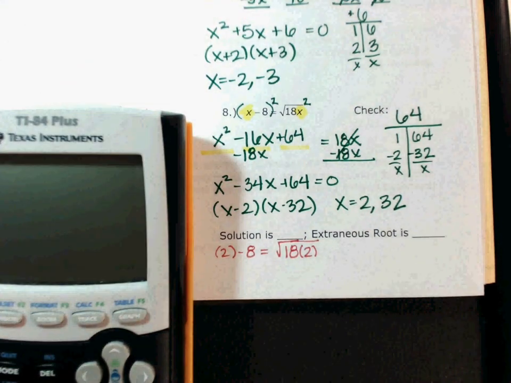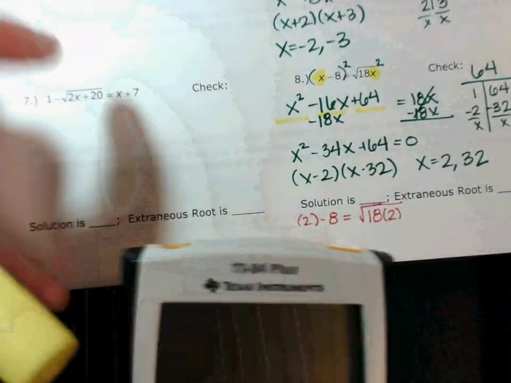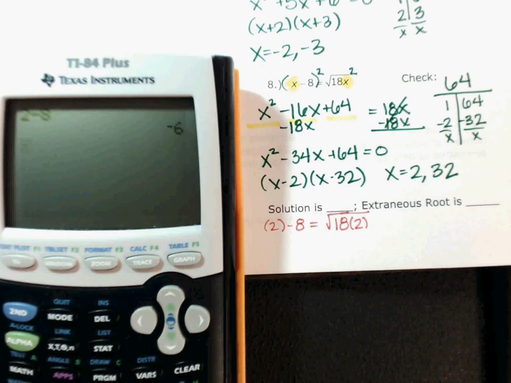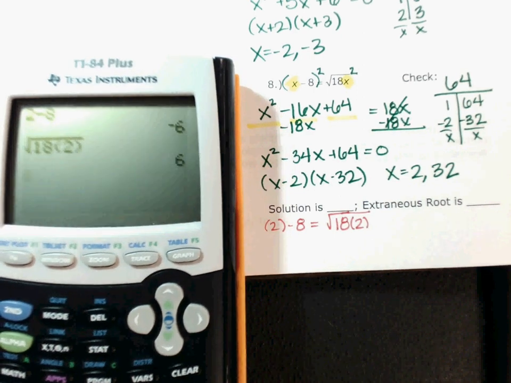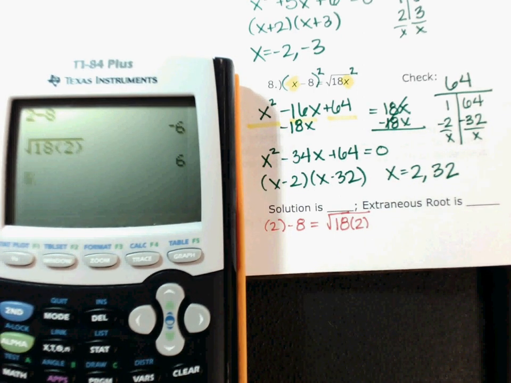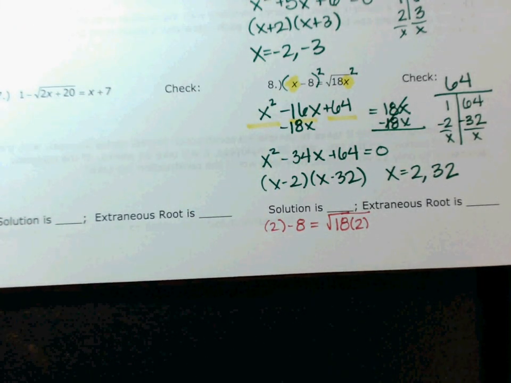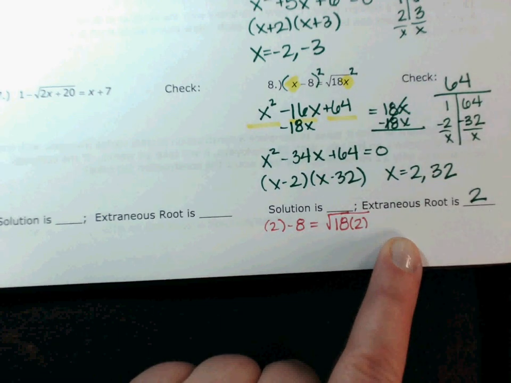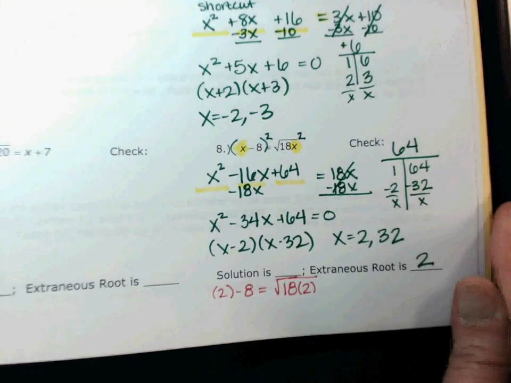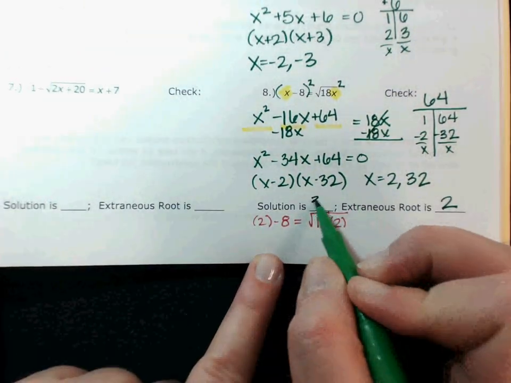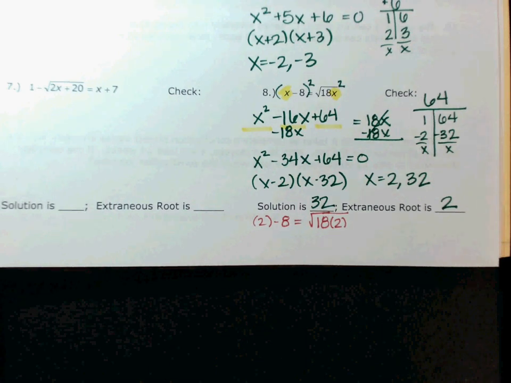Okay? So let's do our left side first. We want to type in 2 minus 8. 2 minus 8 is negative 6. Square root of 18 times 2 is positive 6. Did they match each other? Does that count as a match? No. So that is my extraneous solution. So I'm going to put 2 here. And if 2 is extraneous, what does that mean about the other one? That it is the real solution. So the solution is 32. The extraneous root is 2.